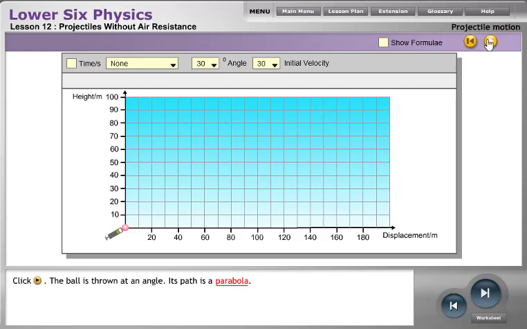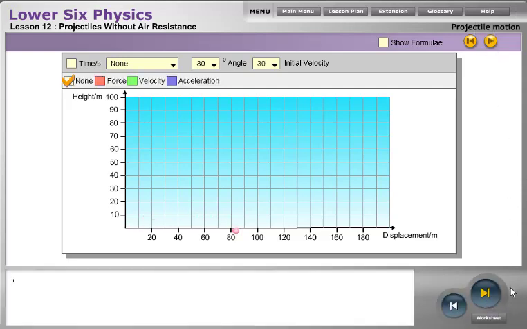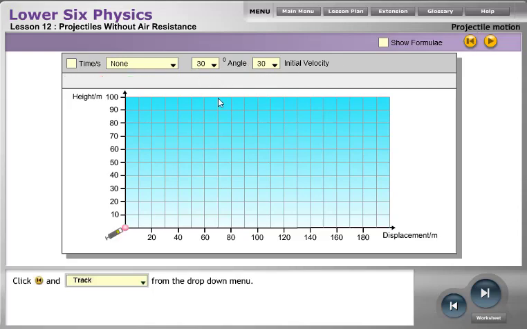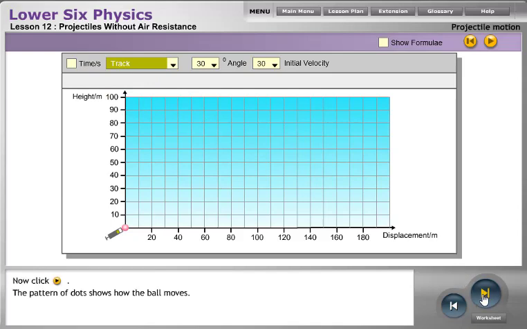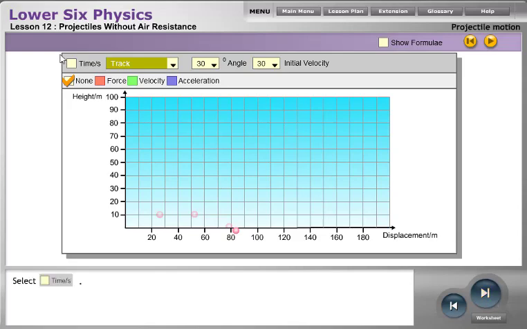Click Start. The ball is thrown at an angle. Its path is a parabola. Click Reverse and Track from the drop-down menu. Now click Start. The pattern of dots shows how the ball moves. Select time per second.